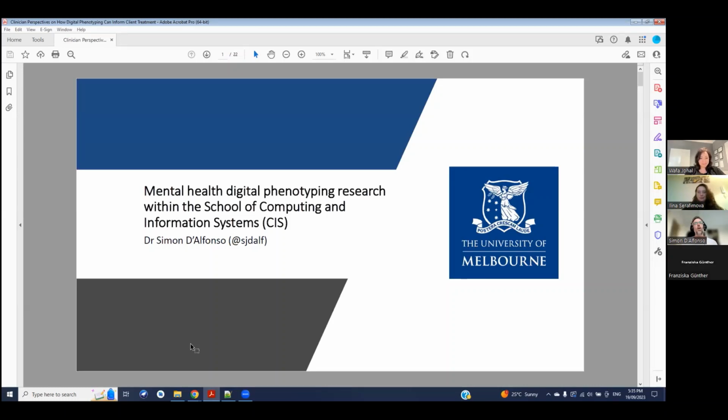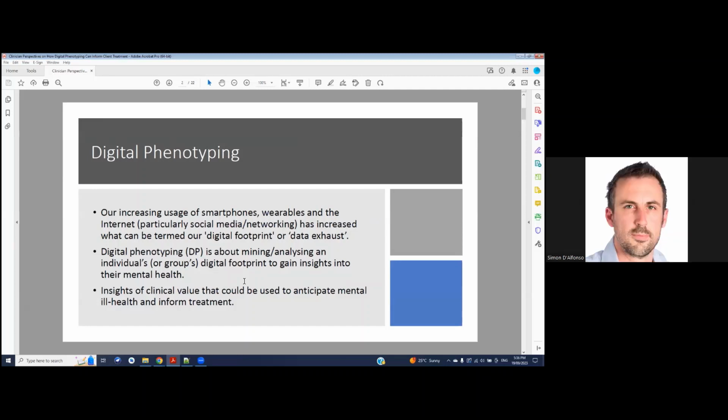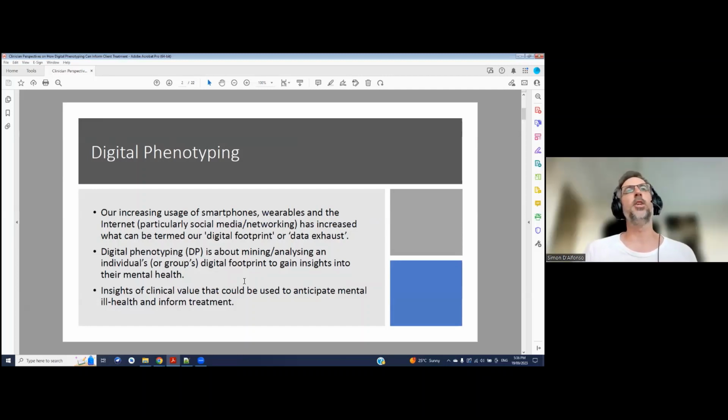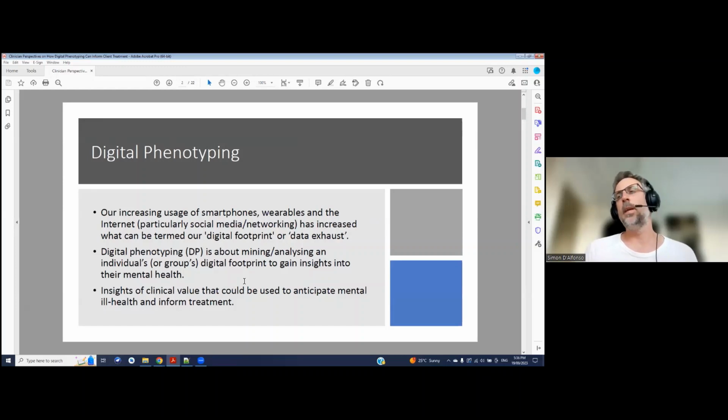Thanks, Wafa. So the title of today's talk is Mental Health Digital Phenotyping Research, and within CIS, which is, as Wafa has said, the School of Computing and Information Systems. Some of you might know what digital phenotyping is, but for those who don't, here's a bit of a definition. So our increasing usage of smartphones, wearables, and the internet, particularly social media networking, has increased what can be termed our digital footprint or data exhaust.